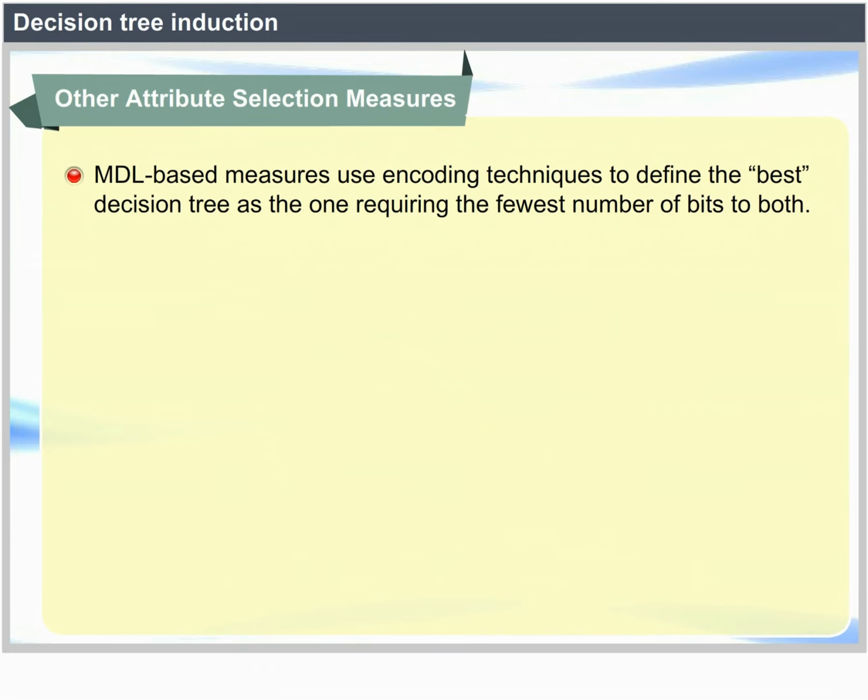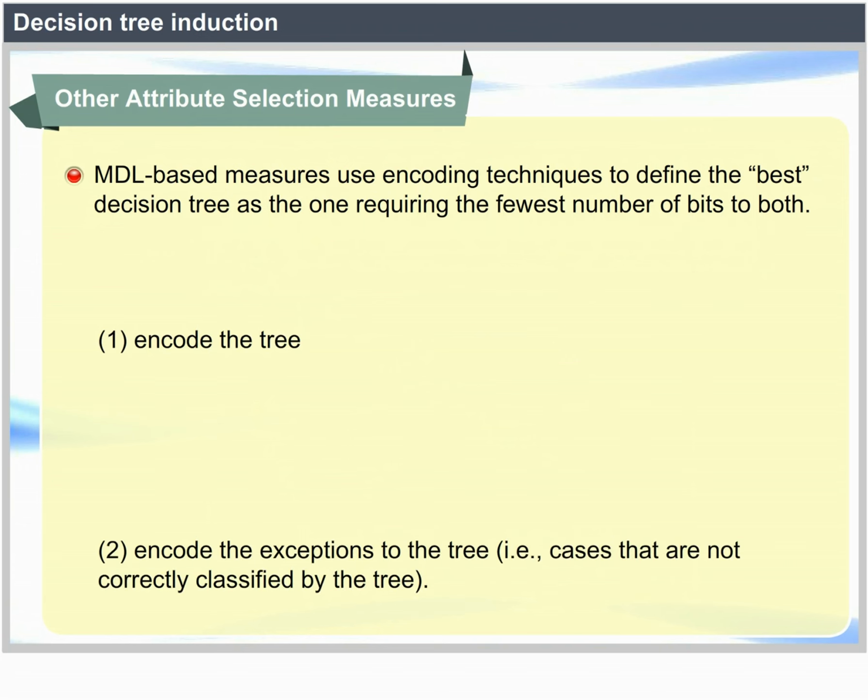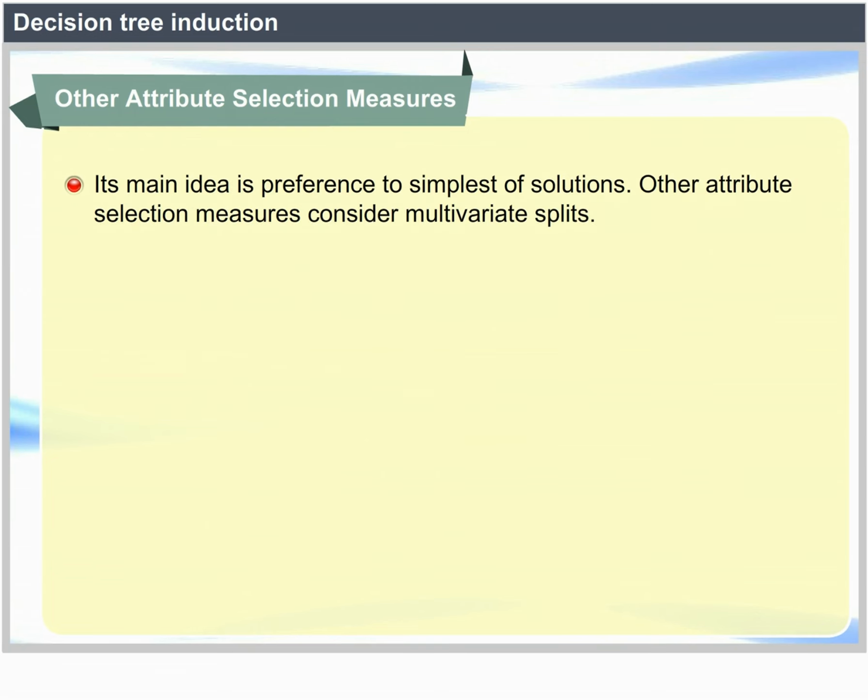MDL-based measures use encoding techniques to define the best decision tree as the one that requires the fewest number of bits to both encode the tree and encode the exceptions to the tree, that is, cases that are not correctly classified by the tree. Its main idea is that the simplest of solutions is preferred.